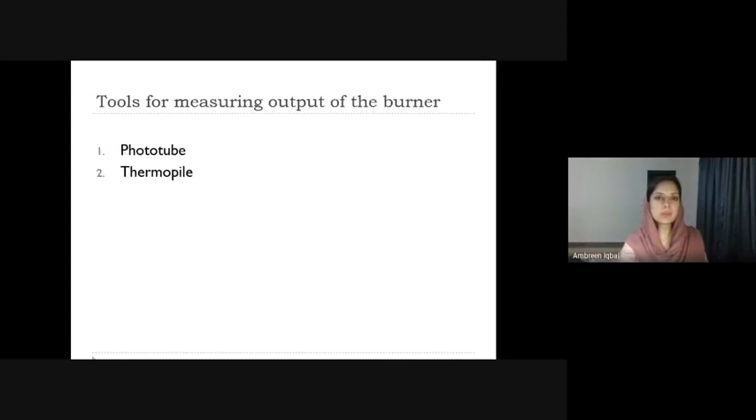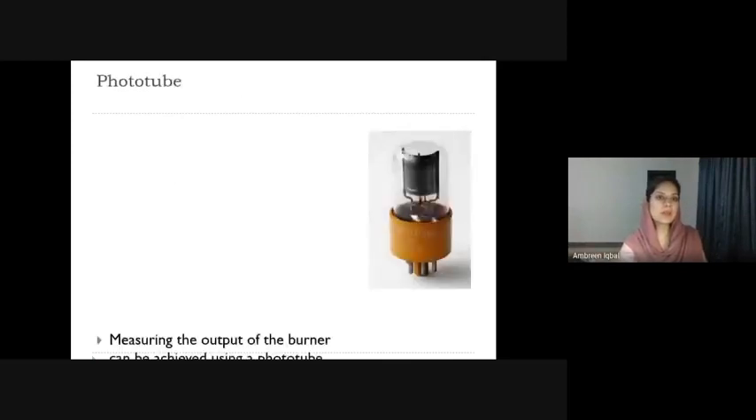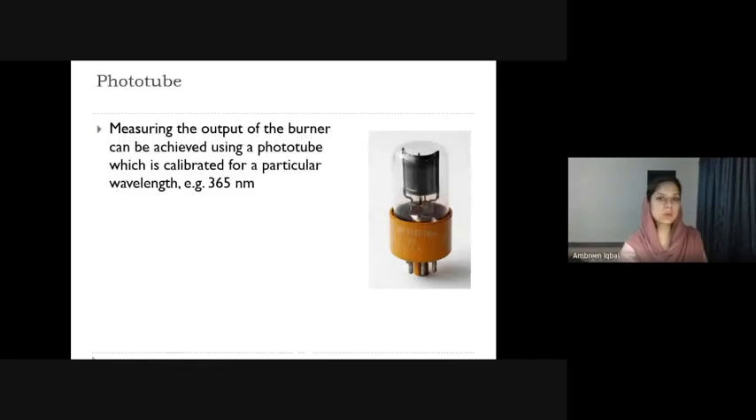There are two tools for measuring the output of the burner: the phototube and the thermopile. The output of the burner can be measured using a phototube, which is calibrated for a particular wavelength, like 365 nanometers.